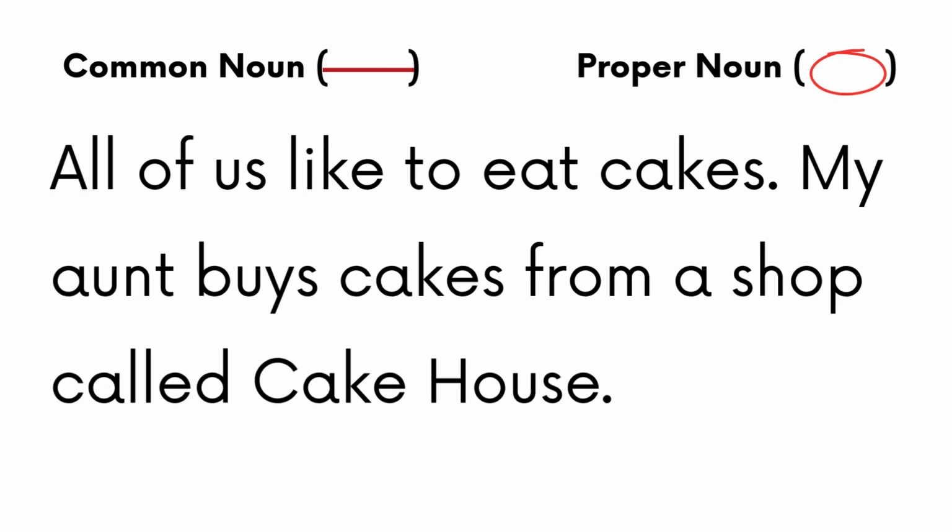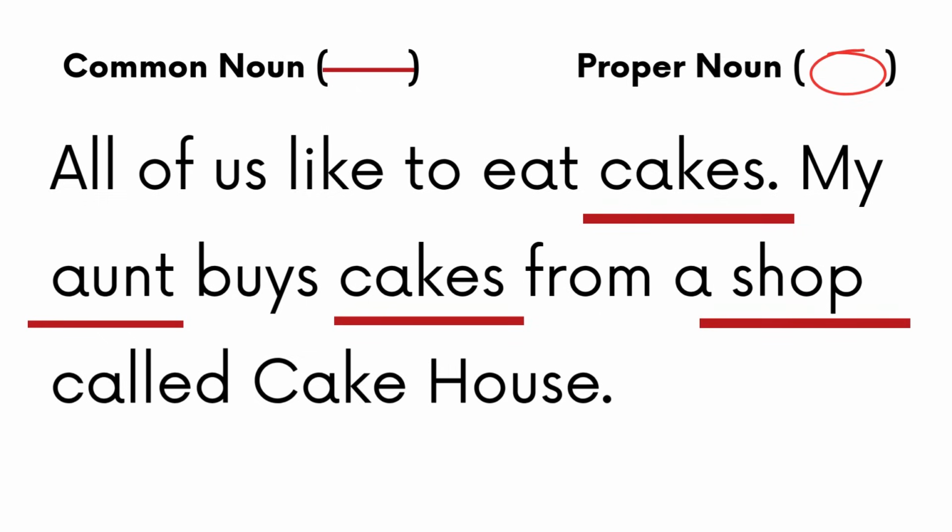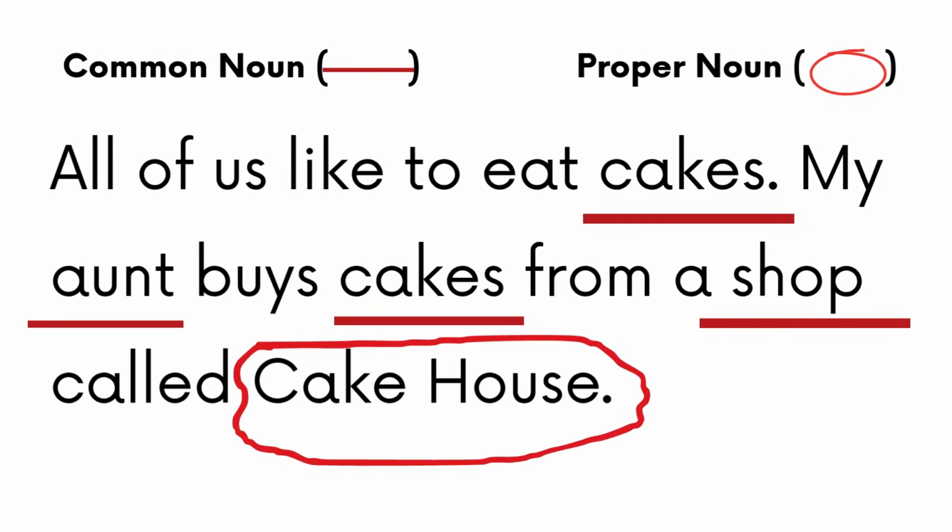In the sentence, all of us like to eat cakes. My aunt buys cakes from a shop called Cake House. Here are the nouns. Common nouns. Cakes, general food item. Aunt, general family relation. Shop, general place. Proper noun, Cake House, a specific name of a shop.